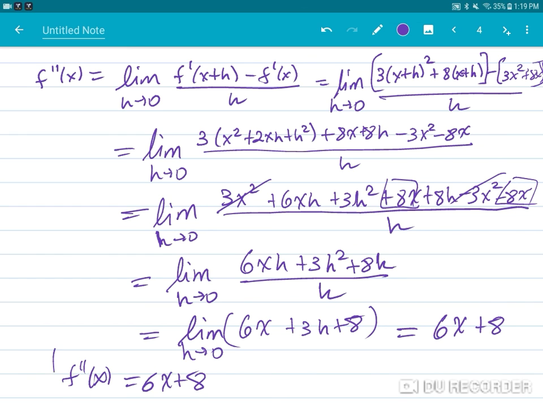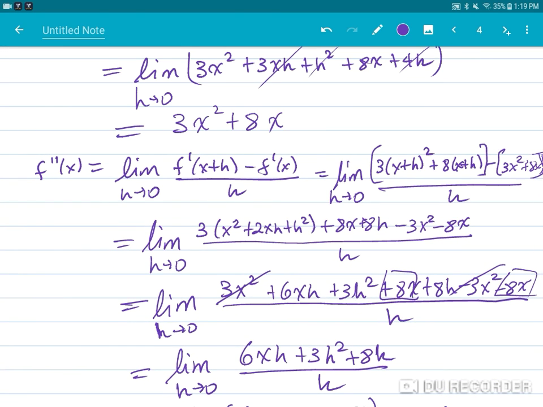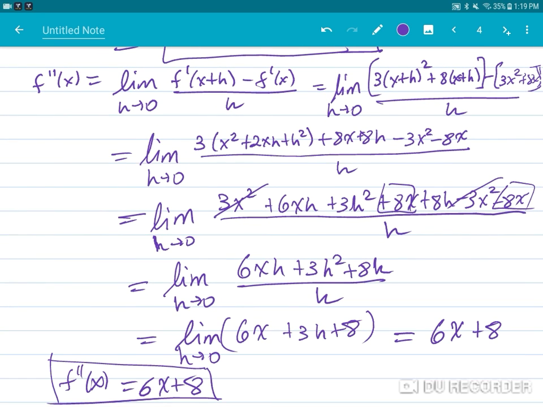6x plus 8. All right. I know this is a kind of long function, long video, but it gives us a different problem, a different example. And this is just it. This is the second derivative. Let me box the first derivative. This is f prime of x, and that's what we want.